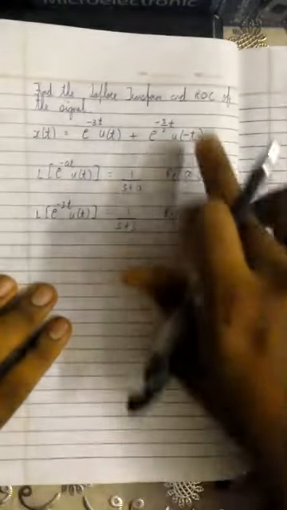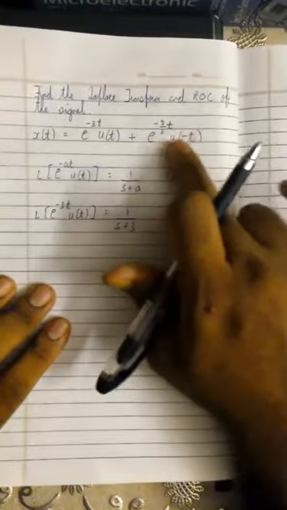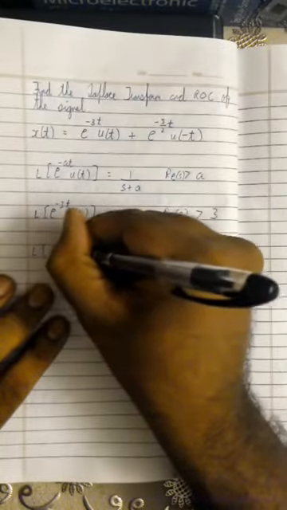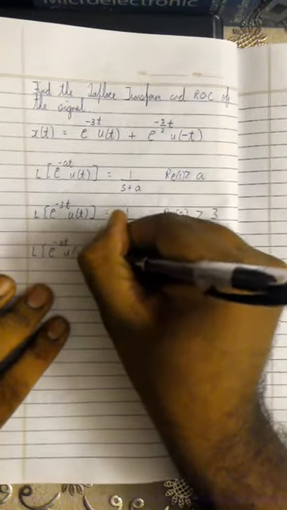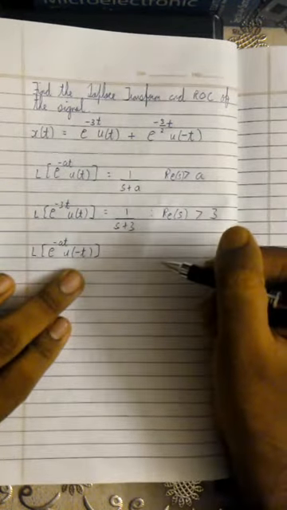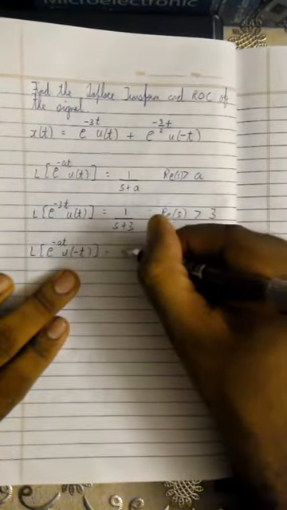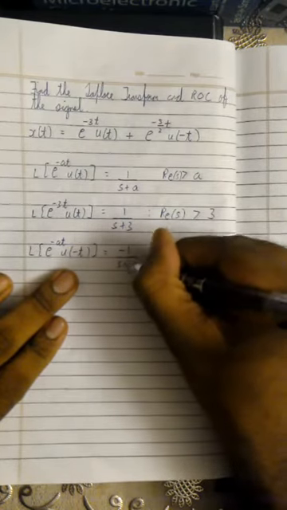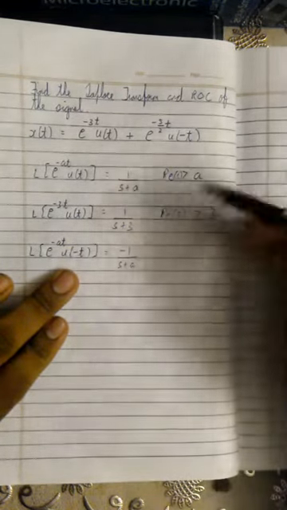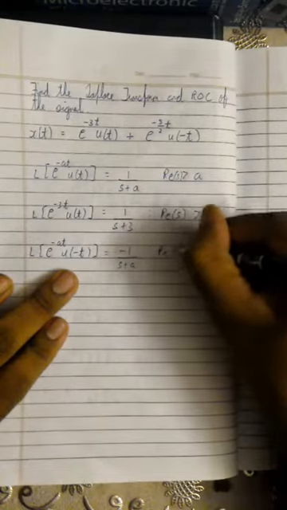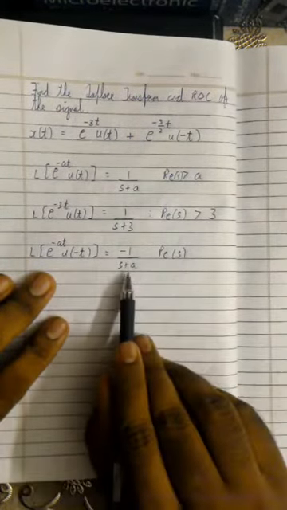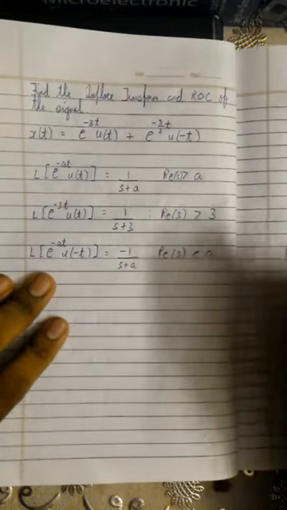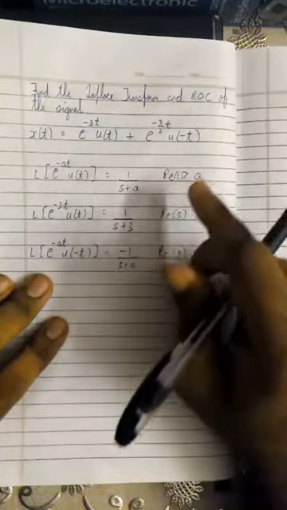Likewise, now the Laplace transform of the second term. We know that the Laplace transform of e raised to minus at u of minus t is minus 1 by s plus a. All you need to do is put a minus sign over here, and since this is a left-sided signal, the real part of s is less than minus a.